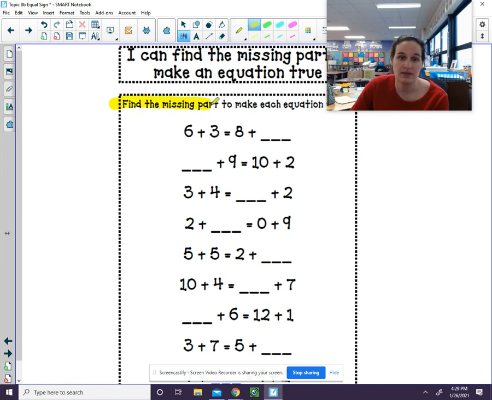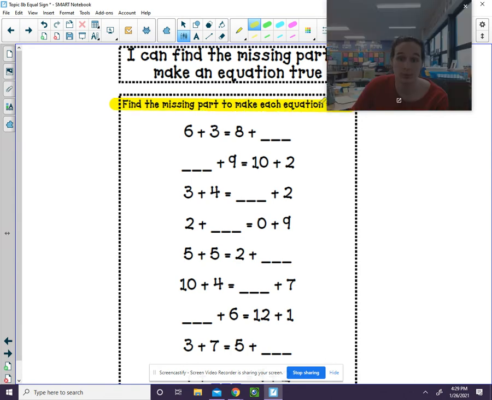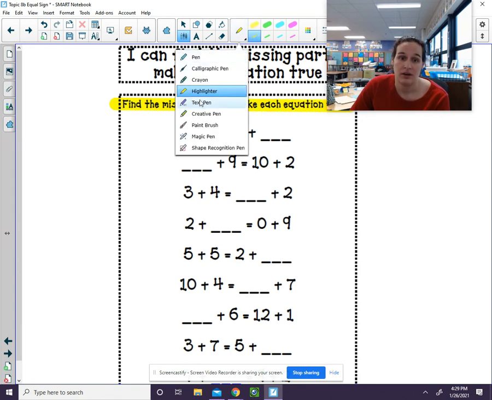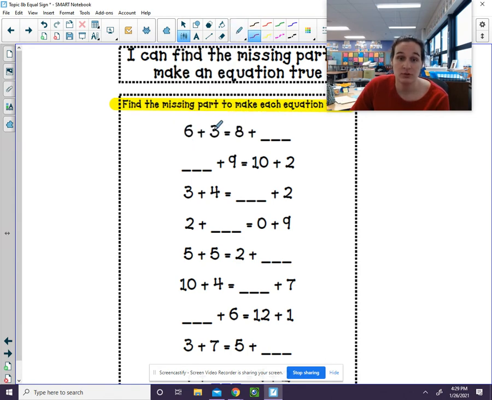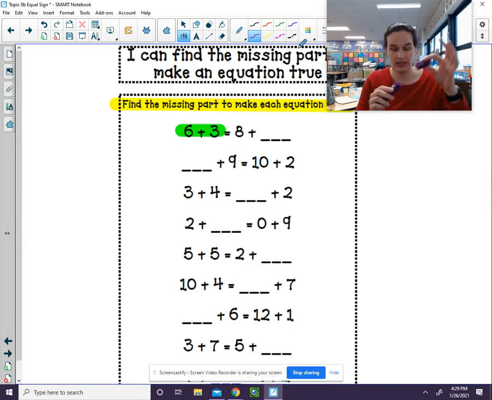So again, it says find the missing part to make each equation true. Okay, so 6 plus 3 is the part we need to solve first. So what is 6 plus 3? If I'm not sure, I can use my cubes. 6 plus 3 is 1, 2, 3, 4, 5, 6, 7, 8, 9. I'm going to write that below. 9 equals, and this has to be 9 over here too, right? Because we want it to be a true equation.